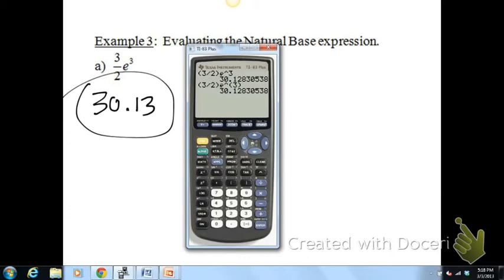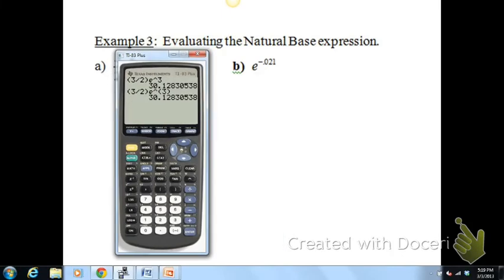Now let's do the next problem. If I have to do e to the negative 0.021 power, I would hit second ln, just because that brings up that exponent for me. I can do negative 0.021, close parentheses, and I get about 0.98 if we round to 2 decimal places. So I would say that this is approximately 0.98 there. Okay, so using your calculator is kind of easy as long as you know where to find the button. Okay, let's go on to the next slide.